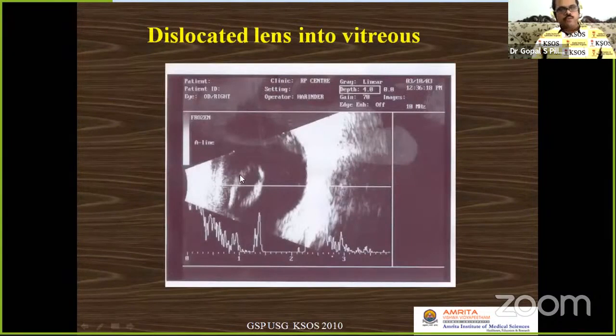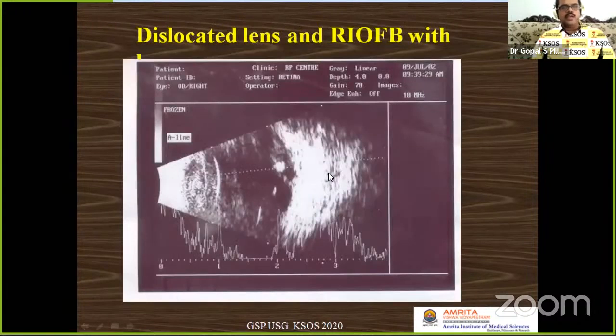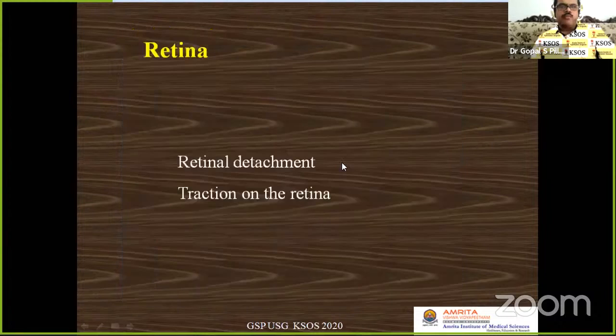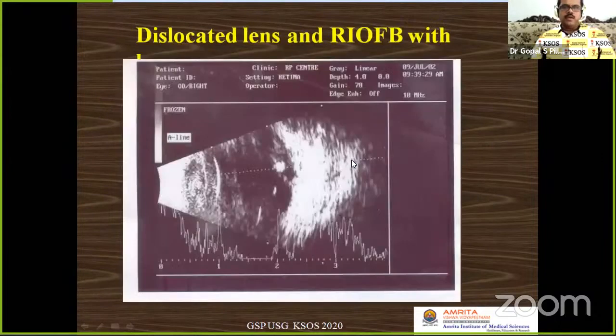Sometimes you can have a dislocated lens into the vitreous. You can see this is a lens which is dislocated into the vitreous. Any other material can also be there. You can see that the posterior capsule is moved a little back, and this could be either some other foreign body, or it could probably be lens matter. If it is a metallic foreign body, you would usually see a shadowing here. This is not a metallic foreign body, is what I would understand.